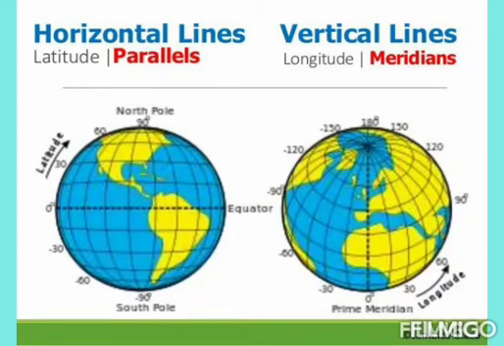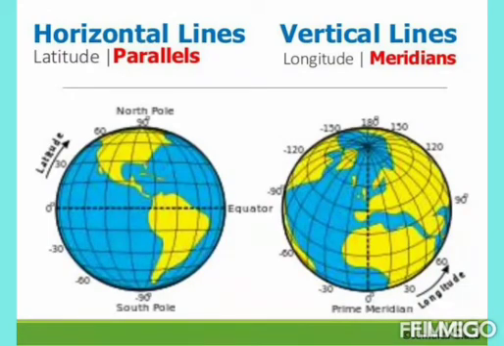Let us discuss the longitudes. Longitudes, the imaginary lines drawn vertically connecting the North Pole and South Pole, are called lines or meridians of longitude. These lines of longitude are seen as semicircles. The 0 degree line of longitude is called the prime meridian.